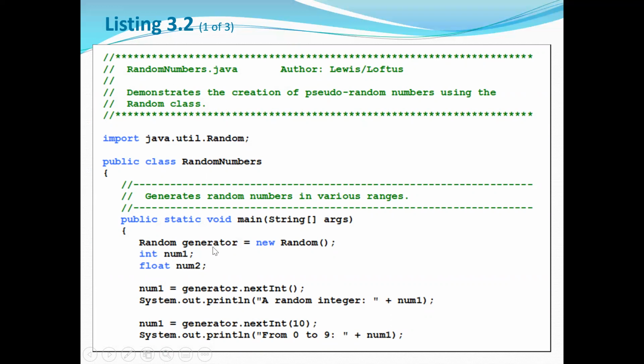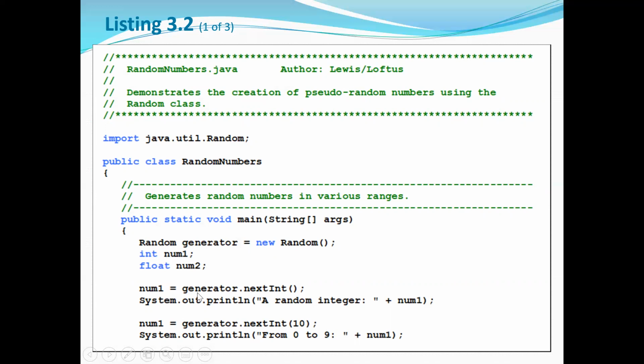Here we create our Random class object named generator. With the Random class, we need to use the new keyword to create the object of it. Except for the String class, where we can use new and may decide not to use it. So here we have our object generator, and the object type is the Random class. We also declare two variables, num1 and num2, an int and a float.